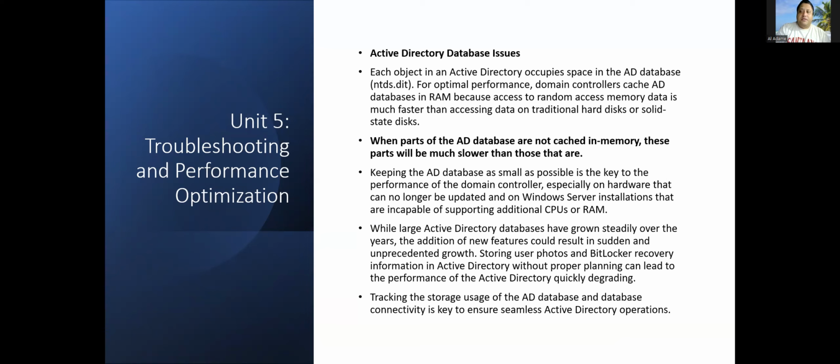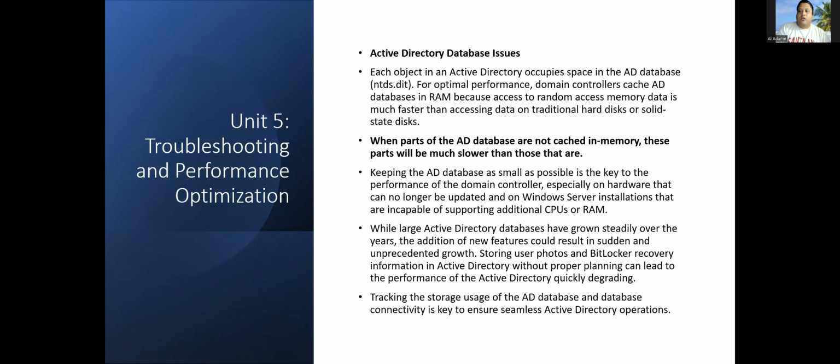Keeping the AD databases as small as possible is the key to the performance of the domain controller, especially on hardware that can no longer be updated and on Windows Server installations that are incapable of supporting additional CPUs or RAM. Server 2016, for example, is now so out of date that I guarantee you can't put the newest i9 or the newest Threadripper on it. I guarantee that much. And you're going to be dead in the water supporting old software that's no longer supported and vulnerable because they don't patch it.